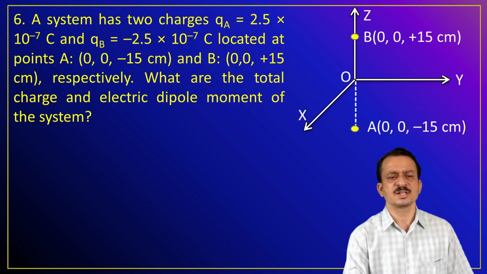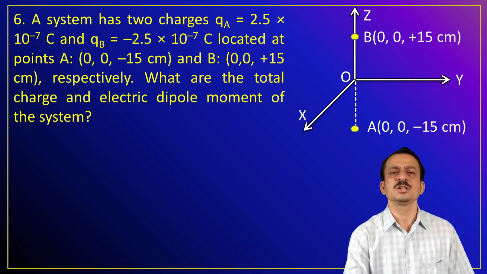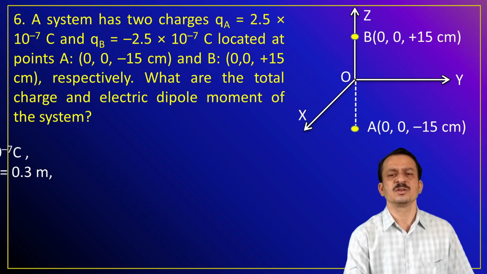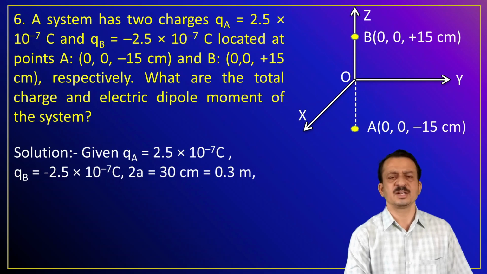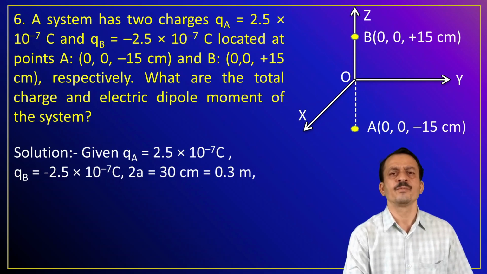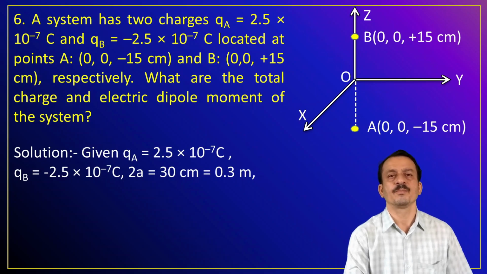Now they have asked what is the total charge. Now this system has two equal and opposite charges. Therefore, the total charge becomes 0. Charge is given, distance of separation. Now look here, the distance of separation we have taken as 2a. One is minus 15, another one is plus 15. The total distance is 30 centimeter. You are not supposed to have 0. It is 30 centimeter. Okay, you should remember. If you convert it in terms of meter, it is 0.3.